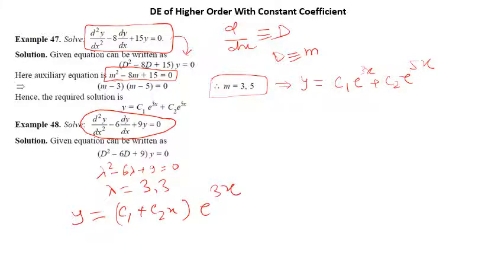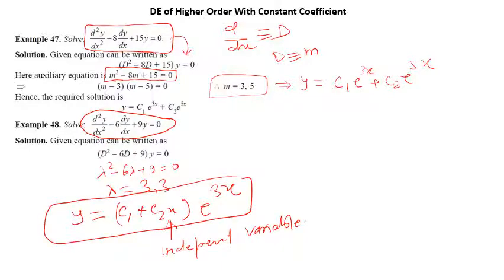Remember that you have to write here only the independent variable. Check the differential equation. If the independent variable is x, then write x. If the independent variable is t, then write t. Replace x by t. This is the solution of this differential equation.